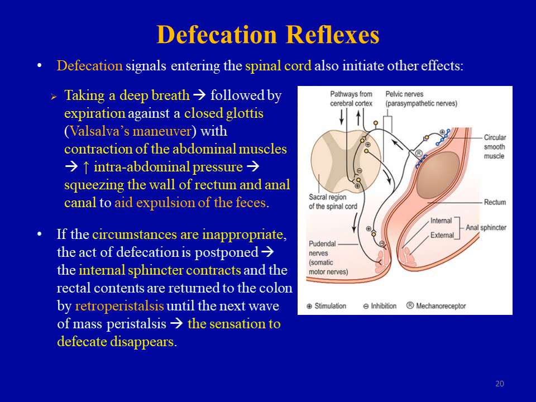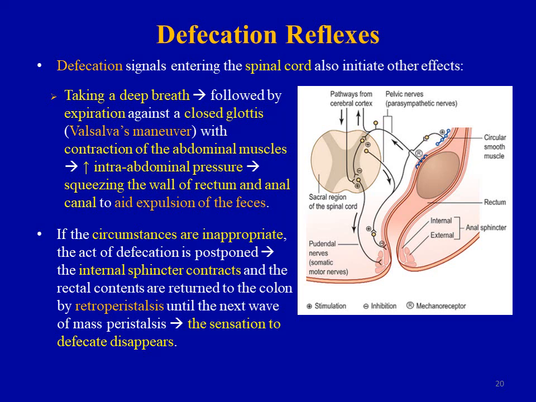If the circumstances are inappropriate, if the conditions do not allow defecation to happen, what will happen? The act of defecation will be postponed. The internal anal sphincter contracts and the rectal contents are returned to the colon by retroperistalsis. If we want to stop the desire for defecation, we should empty the rectum. How can this be achieved if conditions are not suitable for defecation? We return the content of the rectum back to the sigmoid colon.